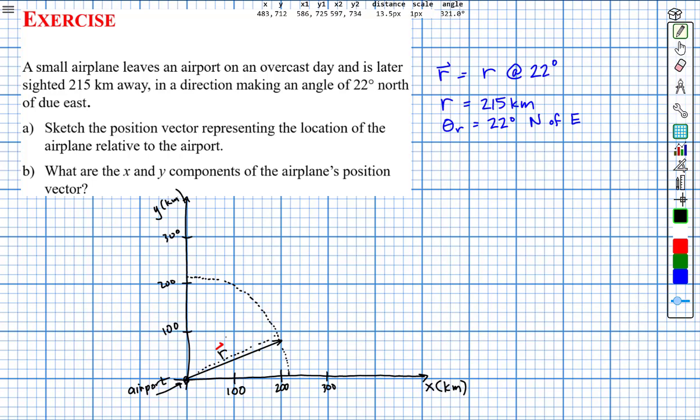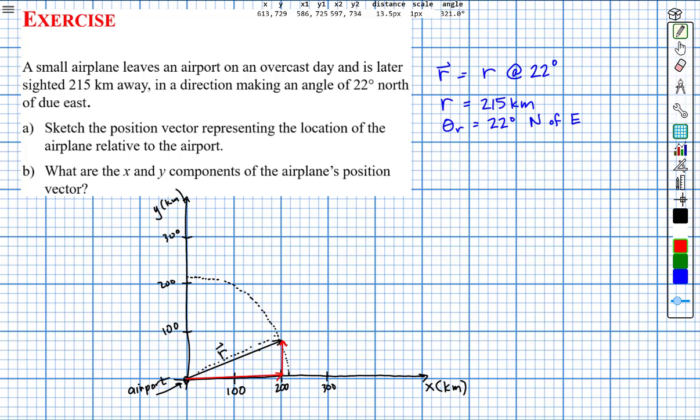So again, this is our position vector. So algebraically, remember, the x component is a one-dimensional vector that is parallel to the x-axis. So that's about right there. And the y component is also a one-dimensional vector, which is parallel to the y-axis. So there are the components of my vector.